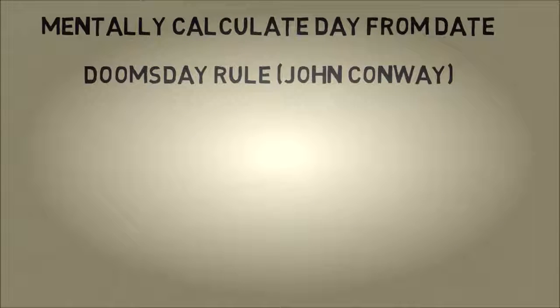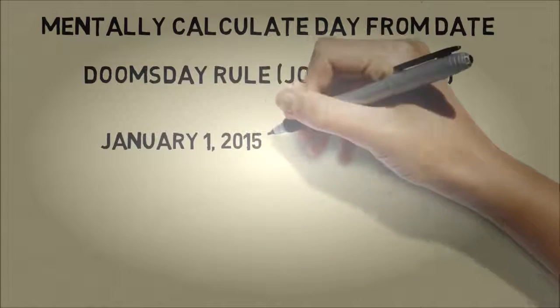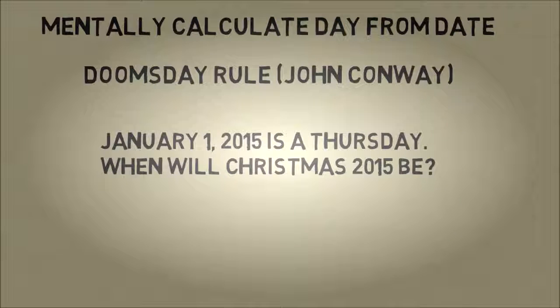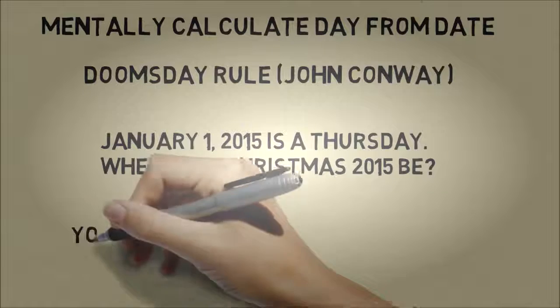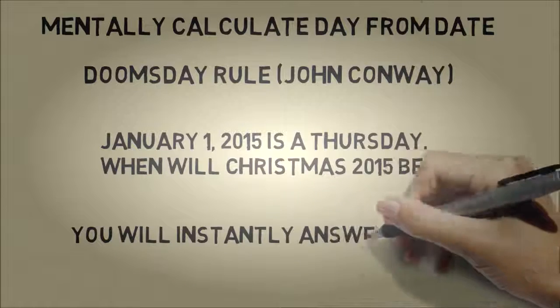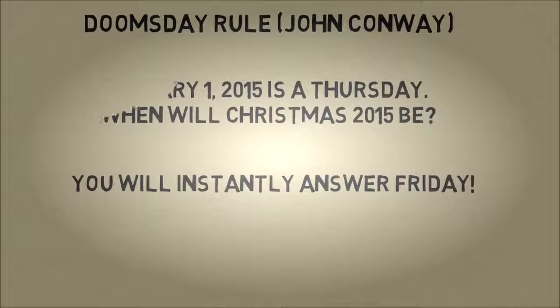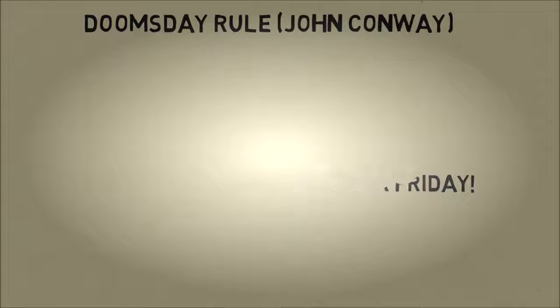We're going to explain the Doomsday Rule, which was come up by the mathematician John Conway. So an example of how you can use the Doomsday Rule is that January 1st this year will be a Thursday. When will Christmas Day be? When someone asks you the question, you'll instantly be able to answer that it's Friday. So let's explain how you can use this rule.